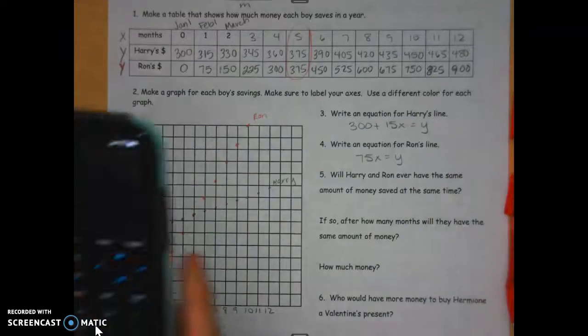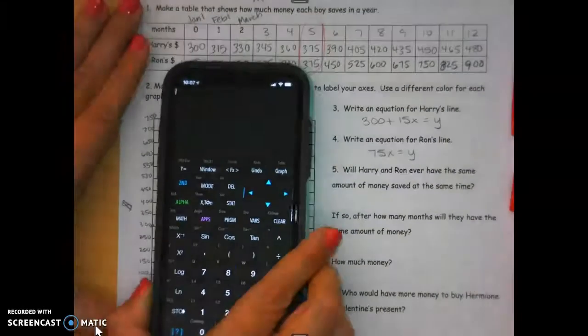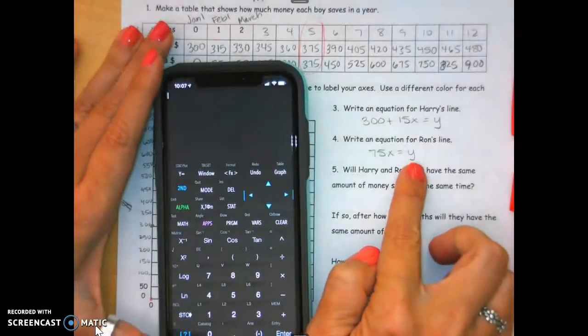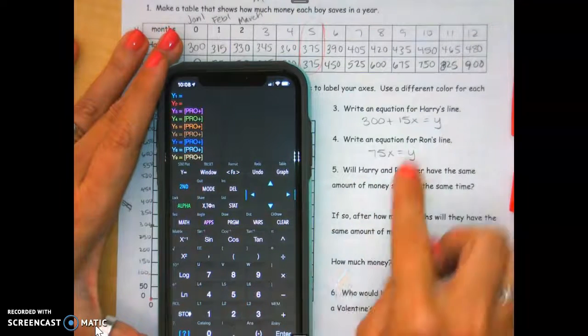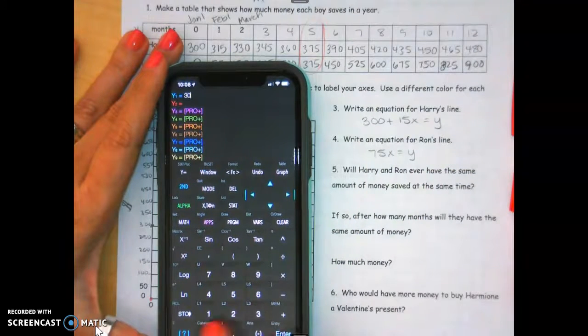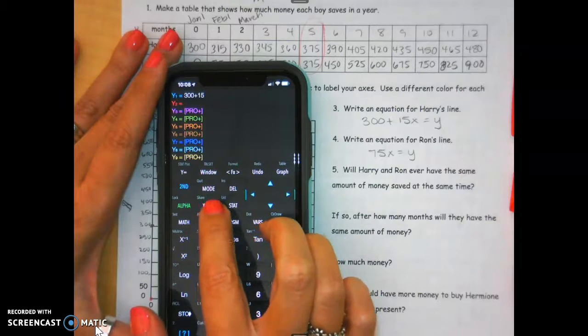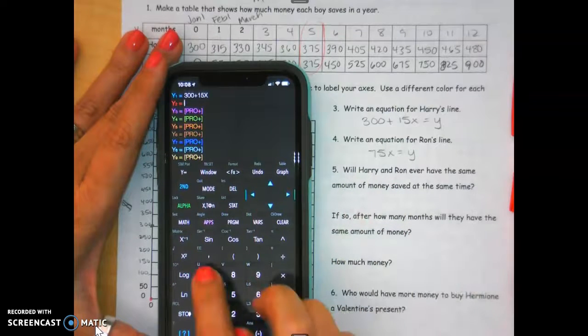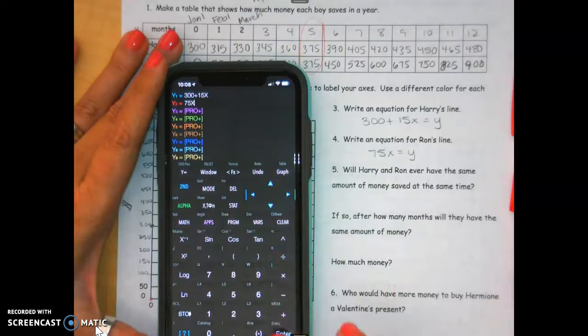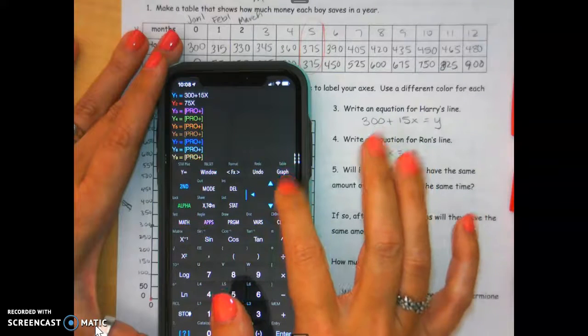So I want to show you something new in your calculator. So both of these are in y equals. We can actually graph these to check our graph. So I'm going to hit the y equals button, and I'm going to type in this equation. Your x is going to be right here below the mode. And then I'm going to arrow down, and I'm going to put in Ron 75x. I'm going to hit enter. Actually, no, I'm sorry. We're going to hit graph up here.